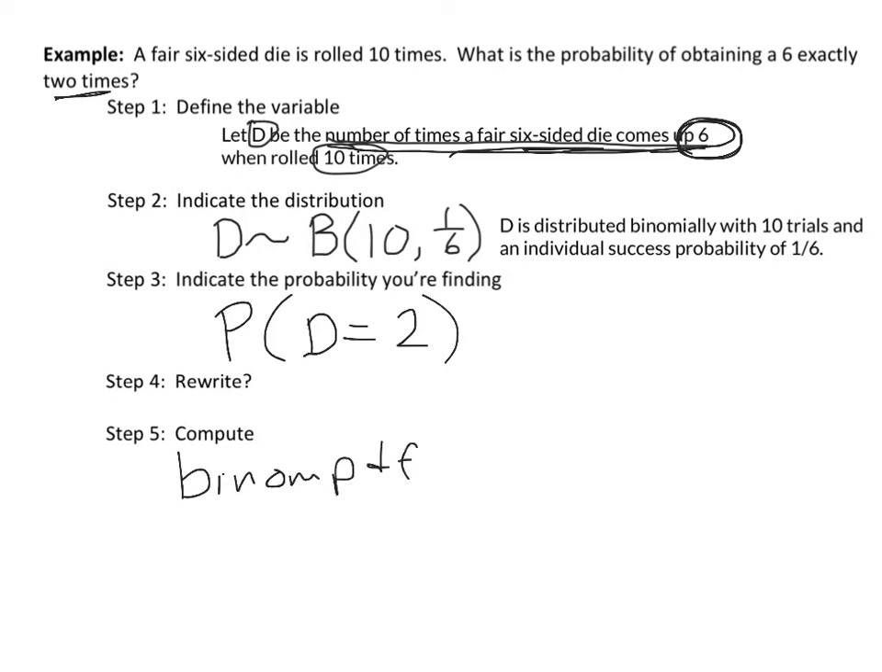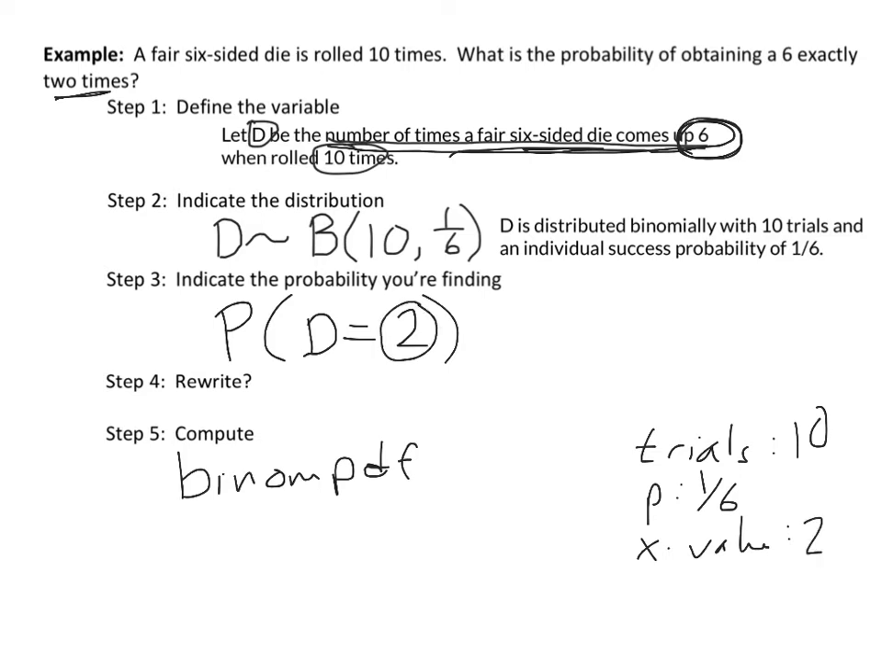So go back to that DISTR menu and then go down to binom PDF. And then it'll ask you about trials and p and the X value. And now that we have all this stuff, we tell it, yep, there were 10 trials, individual probability of success of 1/6, and we wanted to use an X value of 2.